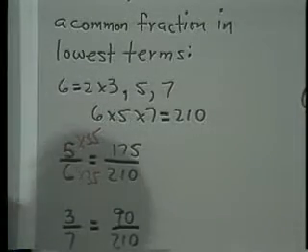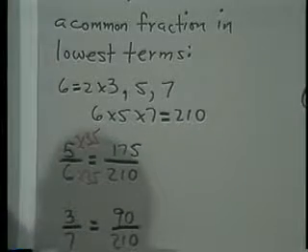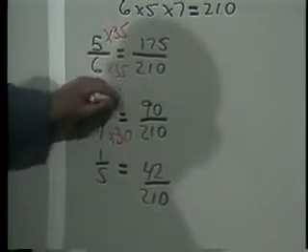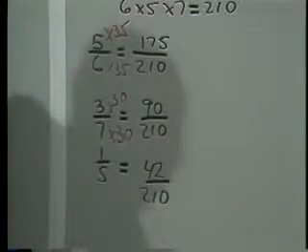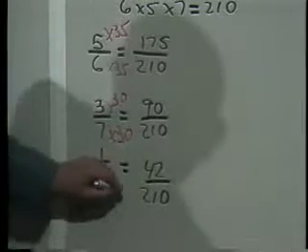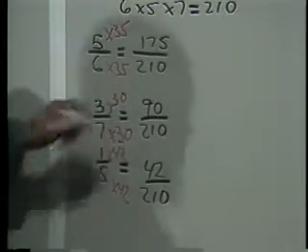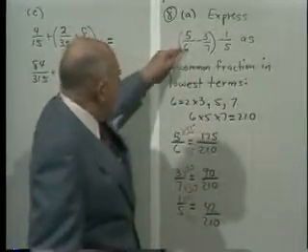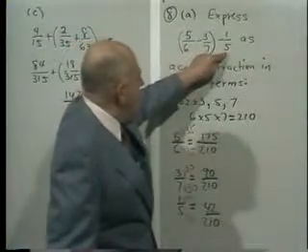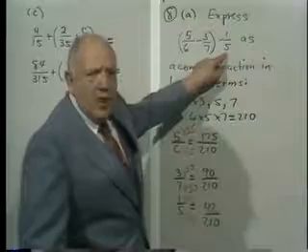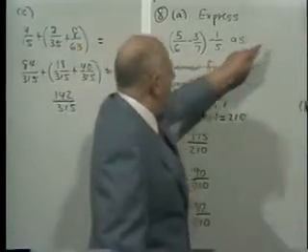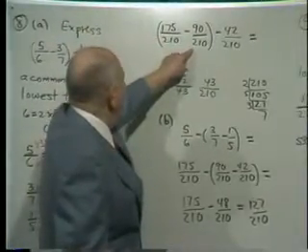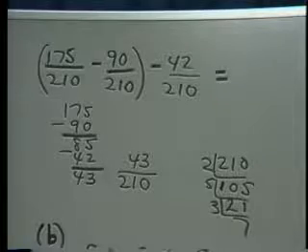So at a rate of 5 out of 6, you're taking 175 out of every 210. 7 goes into 210 30 times. So at a rate of 3 out of every 7, you're taking 90 out of every 210. 5 goes into 210 42 times. So at a rate of 1 out of every 5, you're taking 42 out of every 210. Now what you do is go back to the problem and replace each of these three numbers by its synonym, which has the common denominator. In other words, 5/6 gets replaced by 175 over 210. 3/7 gets replaced by 90 over 210. And 1/5 gets replaced by 42 over 210.